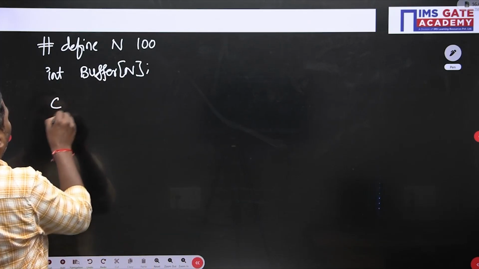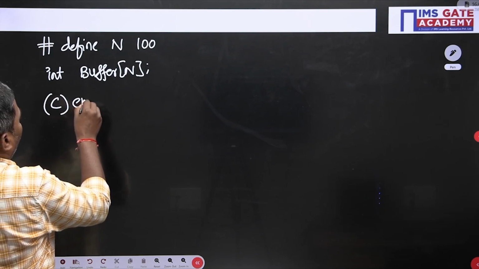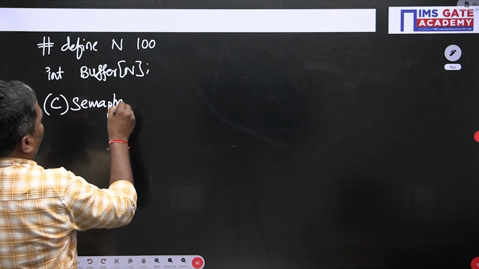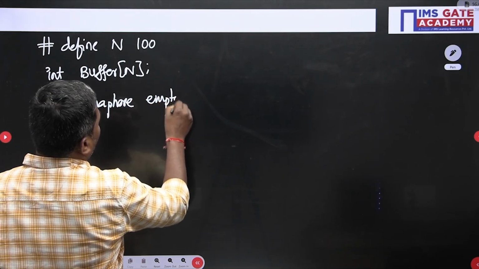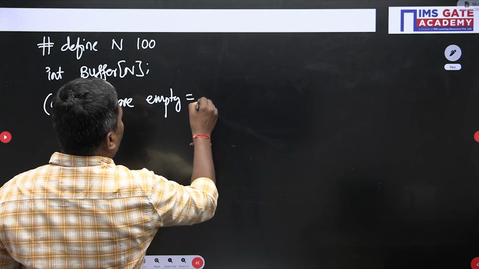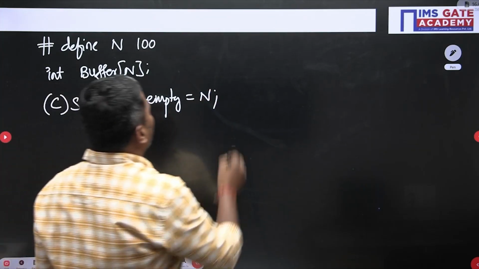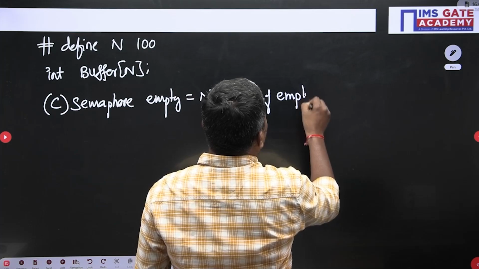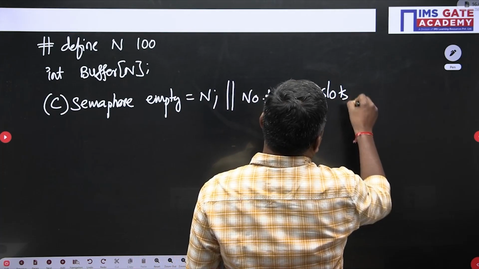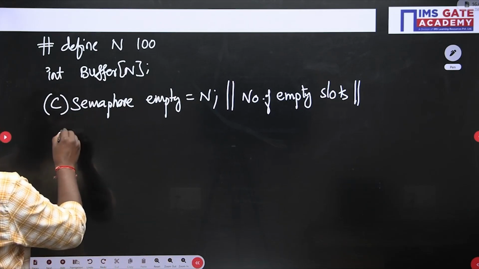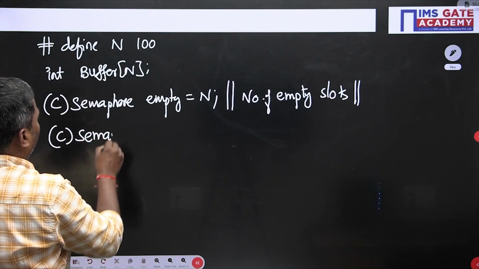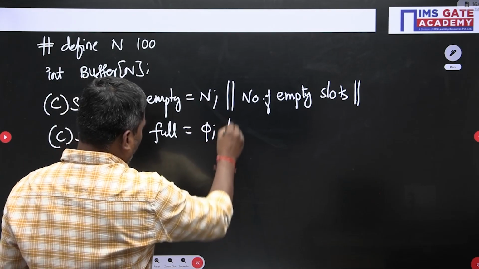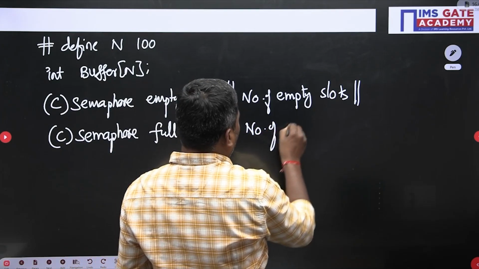As I mentioned, the full and empty variables are counting semaphores. I define a counting semaphore empty, initialized to n. This is a global variable, and it indicates the number of empty slots in the buffer. Another counting semaphore I take is full, equal to 0, the number of full slots.